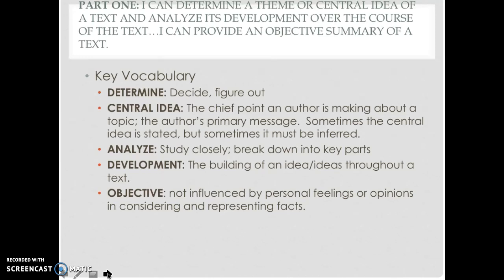By the end of this week, you should be able to decide or figure out the main message of a text and break down all the key parts that led to that main idea. You should also be able to talk about how that developed throughout the text. And then you can write a summary that's not based on your personal feelings or opinions. It's only based on information that you've gathered from the text. That's all our standard means this week.